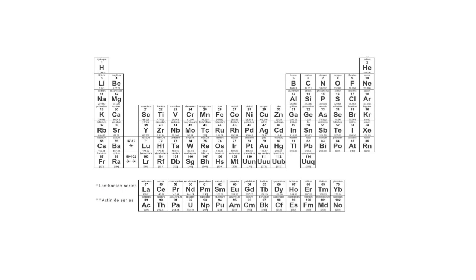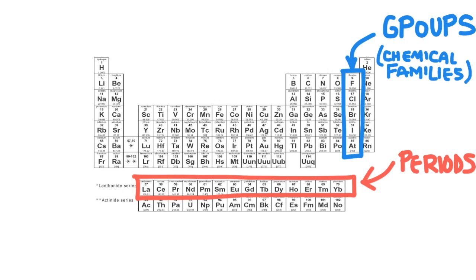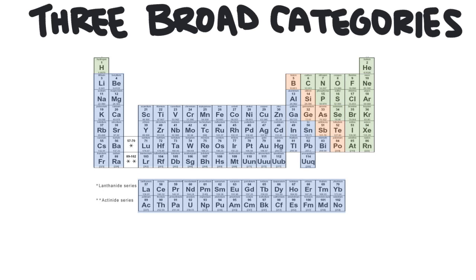Elements are arranged so that those with similar properties are in vertical columns that are called groups or chemical families. The horizontal rows are called periods. Each column on the periodic table represents a category of elements that have similar properties. But before we get to those, there are three more broadly defined categories on the periodic table.